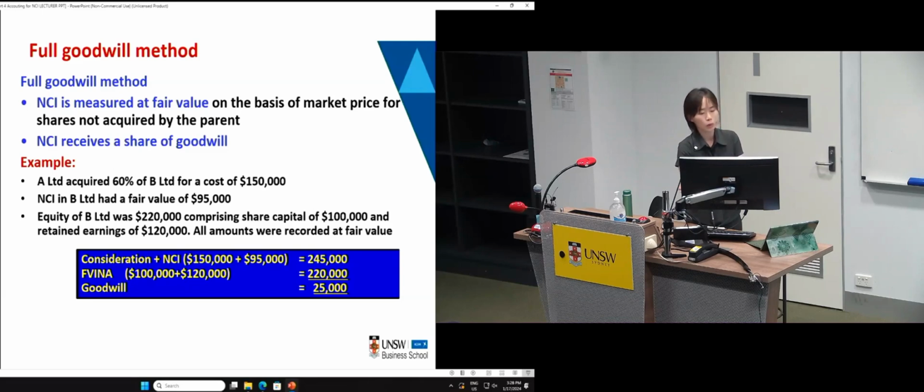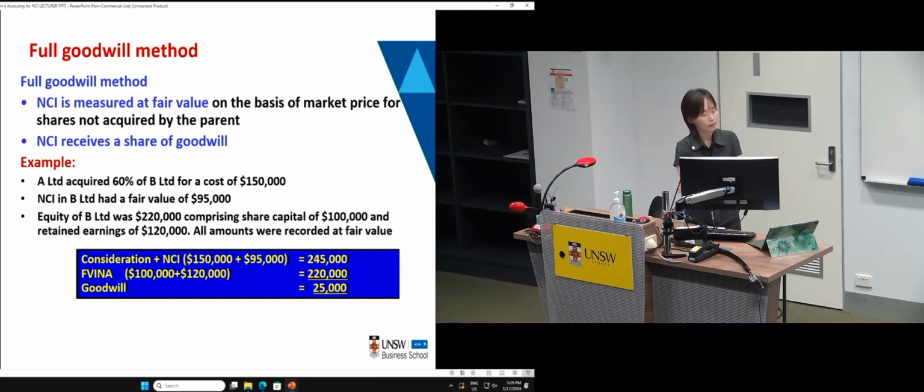And this total goodwill is comprised of two components, the parent's share and NCI share. Now let's use the following example to demonstrate the calculation. Assuming A Limited acquired 60% shares of B and paid $150,000. So this is the cost of the acquisition, right? $150,000. NCI in B had a fair value of $95,000.